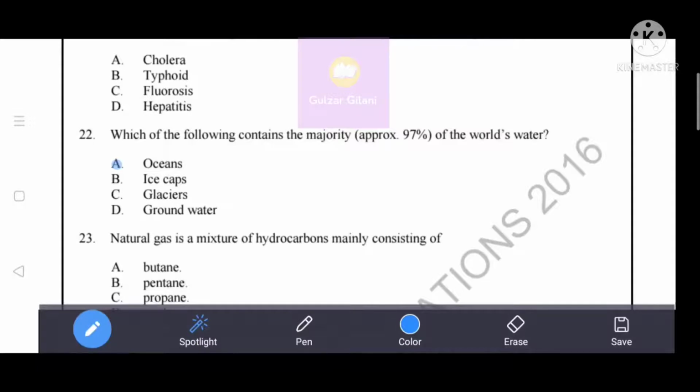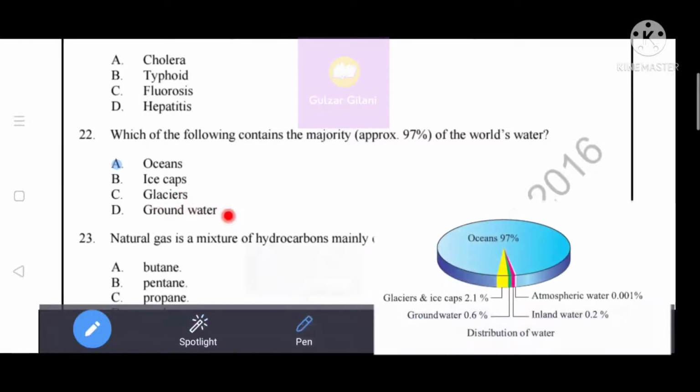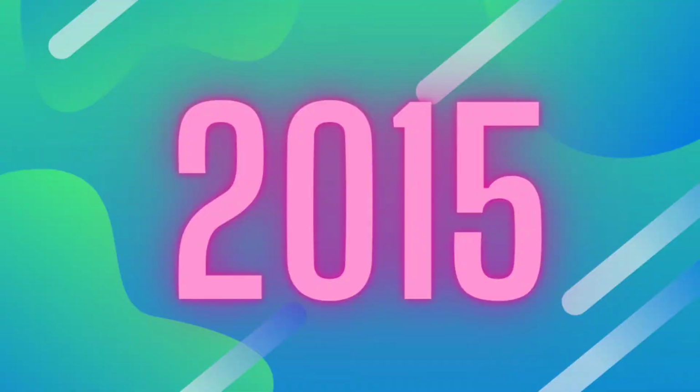Next question. Which of the following contains the majority, approx 97% of the world's water? Given option oceans, ice caps, glaciers, groundwater. Among these, the correct answer is option A, oceans. Means A is the right answer. Oceans contain the majority, approx 97% of the world's water. Means A, oceans, is the correct answer.